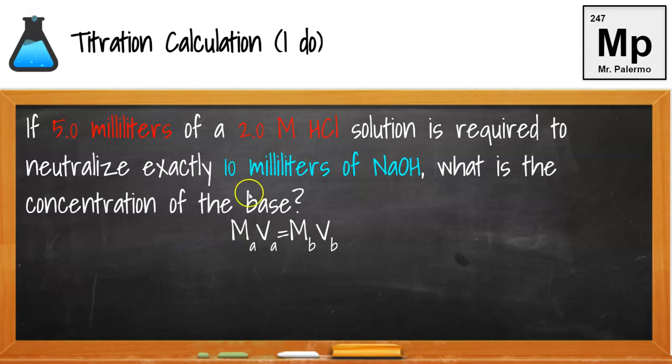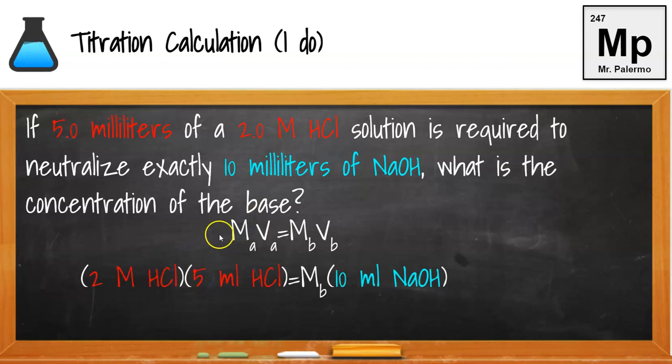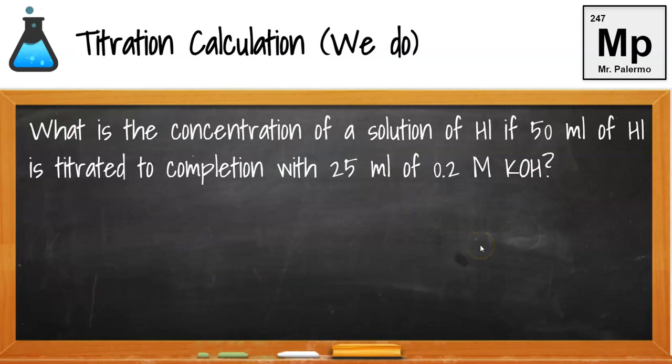So the molarity of the acid is going to be 2 molar. The volume of the acid is going to be 5 milliliters, and that goes here. And then we're solving for the molarity of the base, that's our concentration. And we know we used 10 milliliters in our neutralization of sodium hydroxide. And we simply solve for MB. So 2 times 5 divided by 10, and the molarity of our base is going to be 1 molar sodium hydroxide.